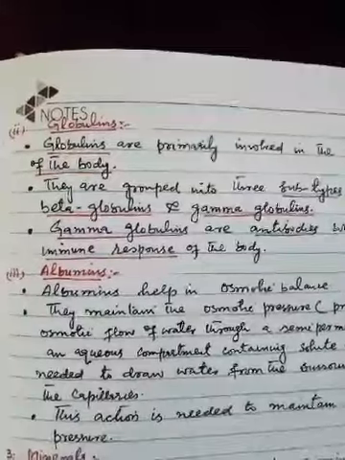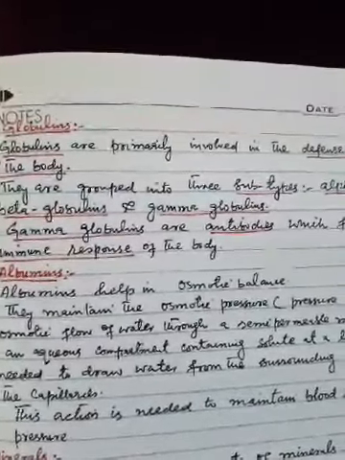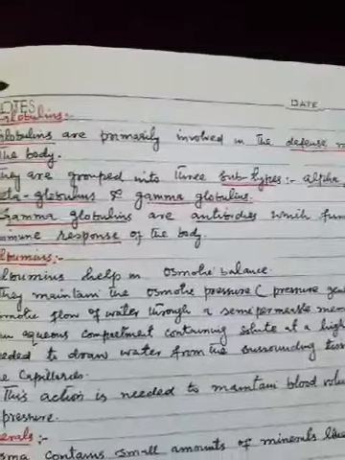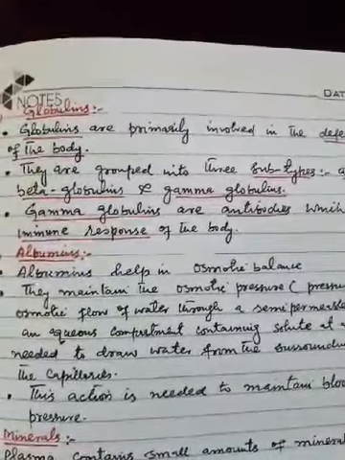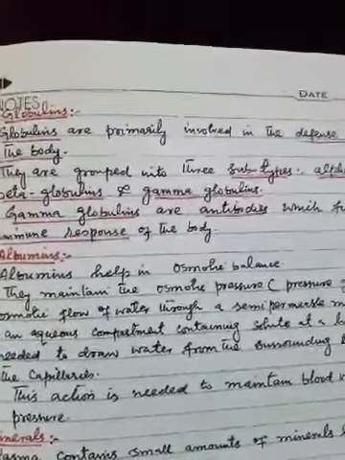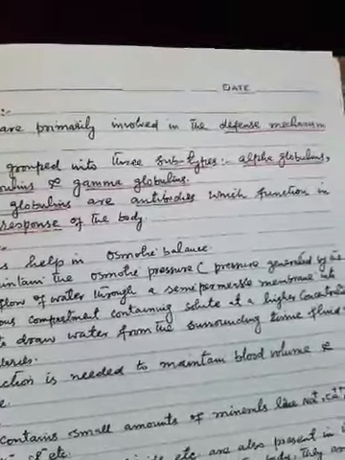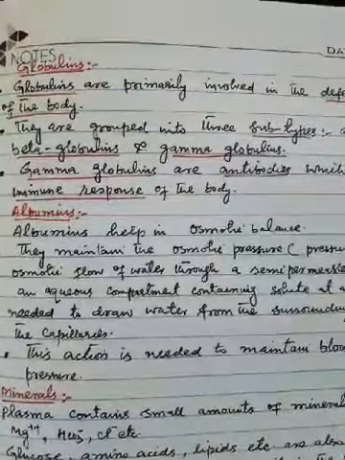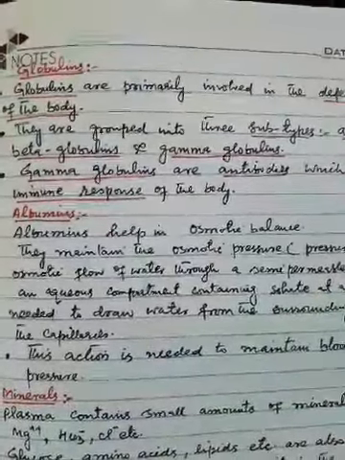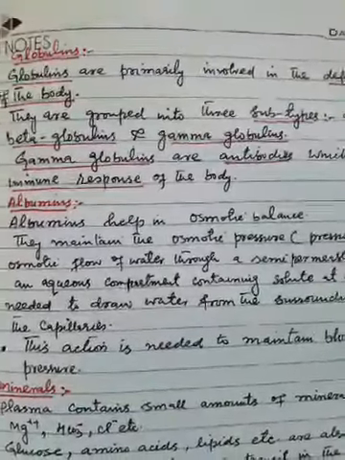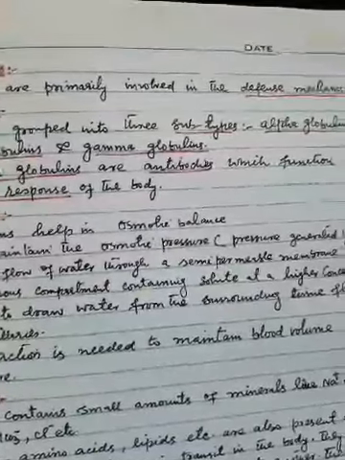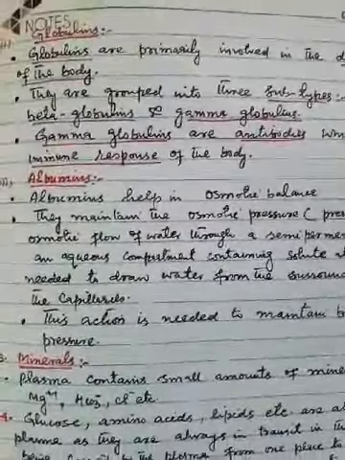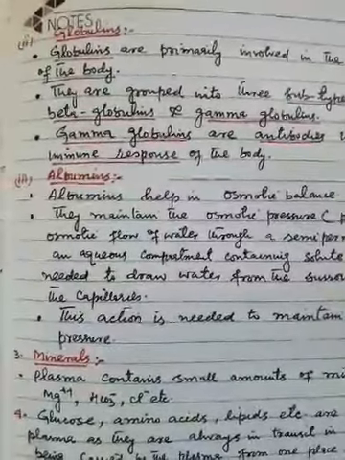Globulins. Globulins are primarily involved in the defense mechanism of the body. They are grouped into three subtypes: alpha globulins, beta globulins, and gamma globulins. Gamma globulins are antibodies which function in immune response of the body.